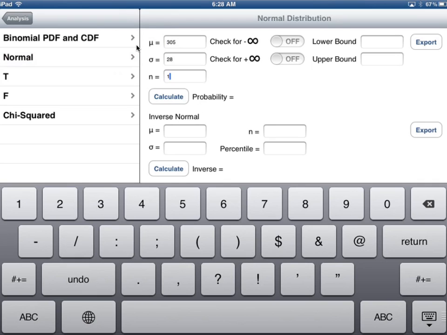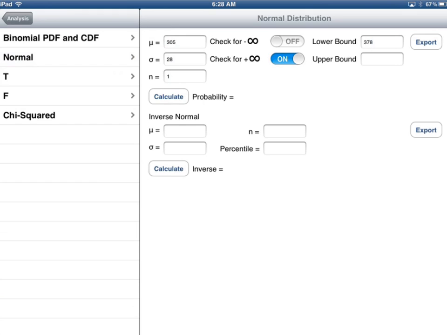changes? Now, the lower bound, we said, based on our statement, was 378. And the upper bound, this needs to be infinity. Well, rather than trying to write in infinity, all we're going to do is check. We're going to turn this on for positive infinity. Likewise, if we're going to negative infinity, I wouldn't put a number here. I would just check it here. So do that. And now I'm ready to go.